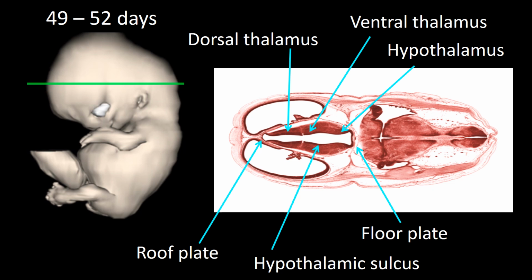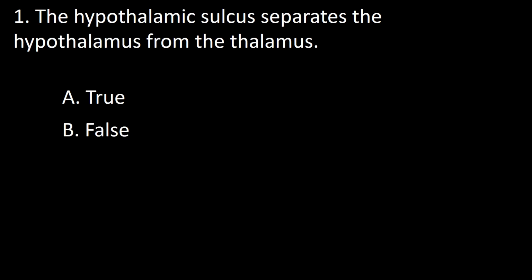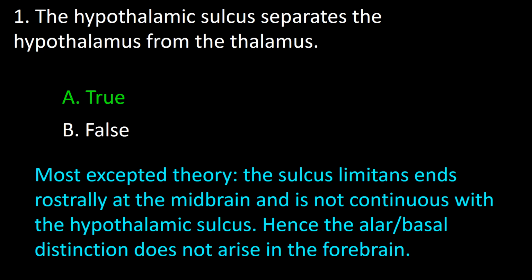Notice that as we have shown at the beginning of this talk, in the adult, the hypothalamic sulcus separates the thalamus from the hypothalamus and subthalamus, whereas at this embryonic age, on this view, the hypothalamic sulcus is caudal to the ventral thalamus. So the answer to this question is true.